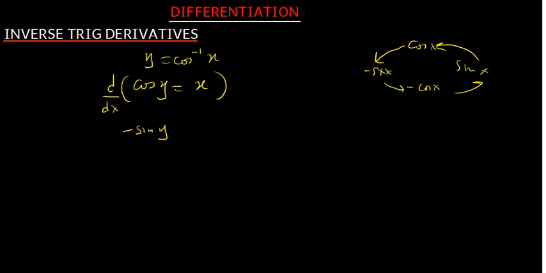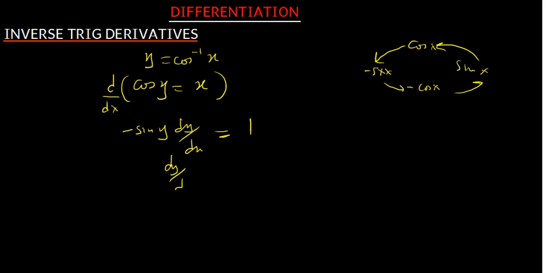So now that has given us negative sine y at this point. Whenever you differentiate y, you need to put dy over dx. And that is going to be equal to the derivative of x, which is 1. Well, we can divide by negative sine y to remain with dy over dx.